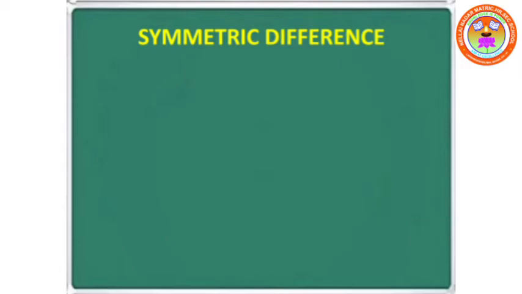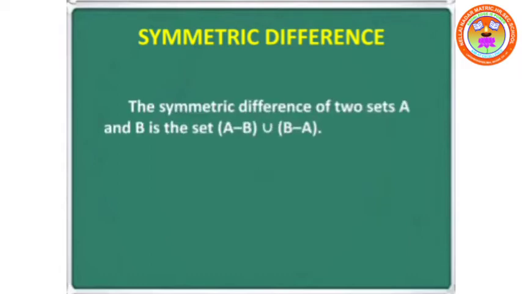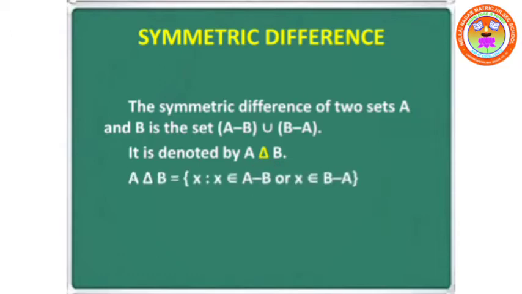Next one, symmetric difference. The symmetric difference of two sets A and B is the set A minus B union B minus A. First you have to find A minus B and you have to find B minus A. At last you have to find the union of those differences. It is denoted by A symmetric difference B. A symmetric difference B is equal to the set of all x such that x belongs to A minus B or x belongs to B minus A.